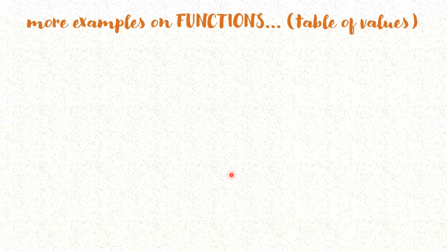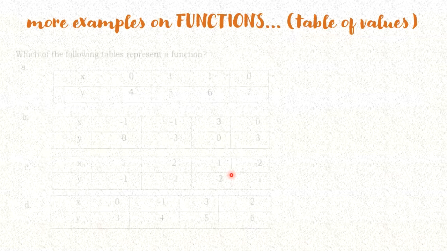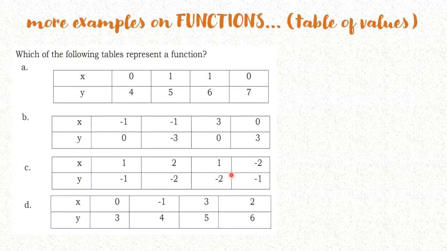Functions can be represented in different ways. Aside from giving a set of ordered pairs, we can have a table of values like this. Which of the following tables represent a function? Pwede naman kayo mag-stick sa idea na ang function, it's a set of ordered pairs kung saan walang nauulit na first element or first component. If you're given a table of values here, you can write this as a set of ordered pairs. Ganito lang yun.